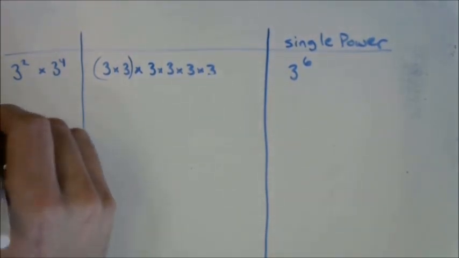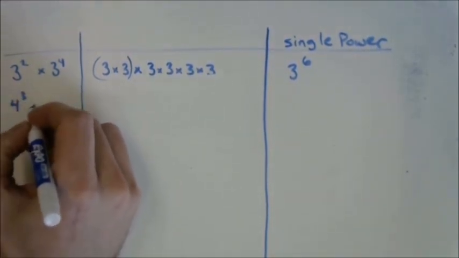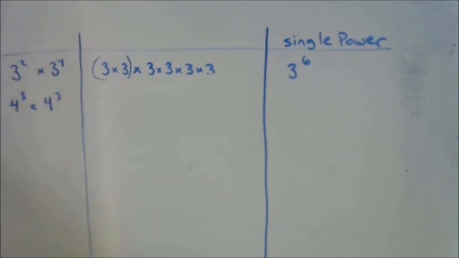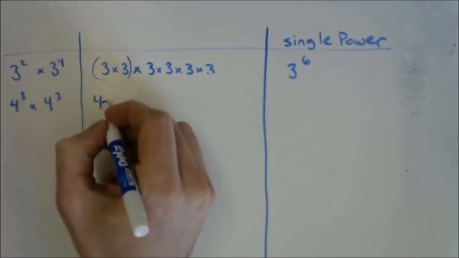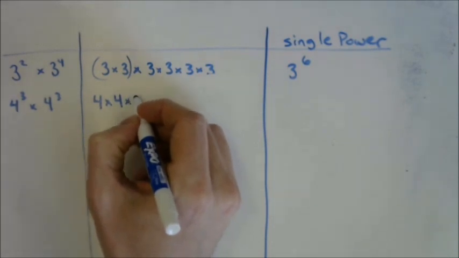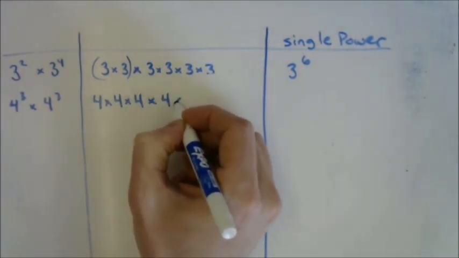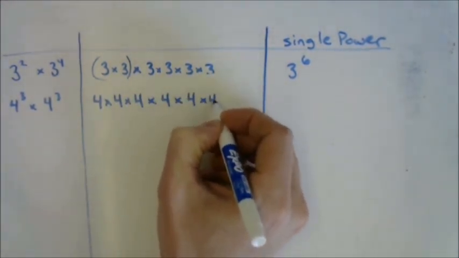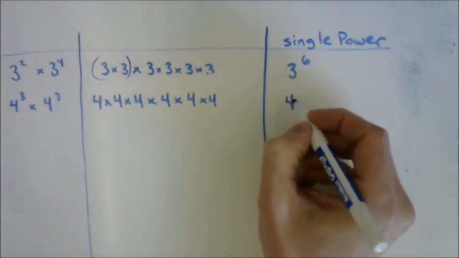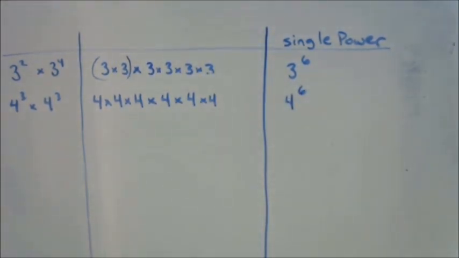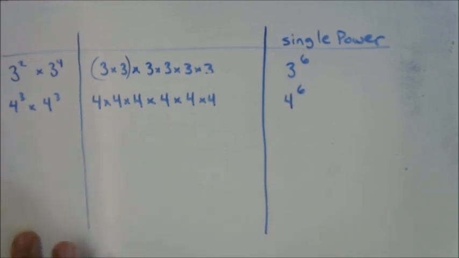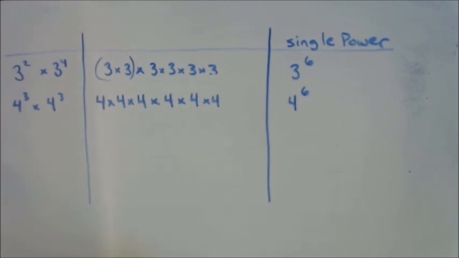I'll do one more with you, then I'll leave you on your own. You've got 4 to the power of 3 times 4 to the power of 3. So we have 3 factors of 4 times another 3 factors of 4. How many factors of 4 do we have? 4 to the power of 6. Go ahead and fill out the rest of the chart. When you get down to the end, you get to make a conjecture, which is a statement that seems to be true, based on what you've learned.